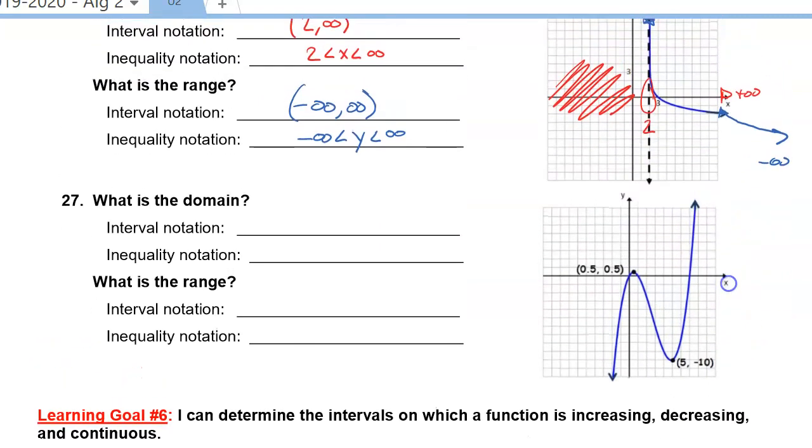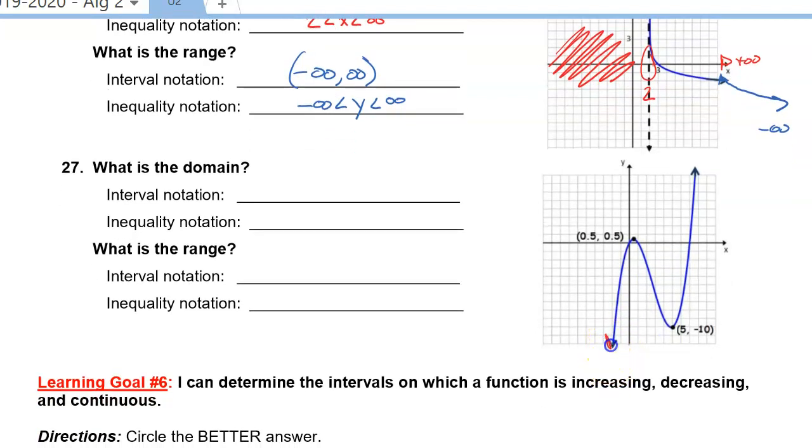Question number 27. Looking at the domain of our graph, it looks like the graph goes down and over to the left forever, so that's negative infinity. There's an arrow going up, which means it's going up to positive infinity and out to positive infinity. And there are no vertical asymptotes or holes or anything, so our domain is negative infinity to positive infinity, and the range is also negative infinity to positive infinity.